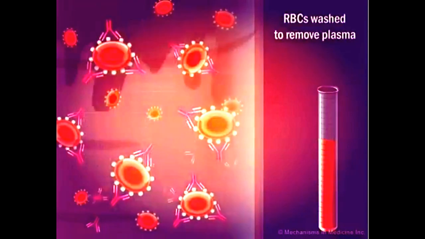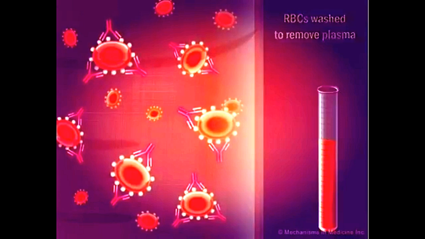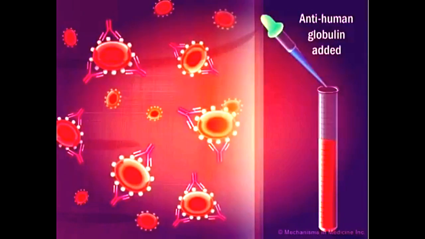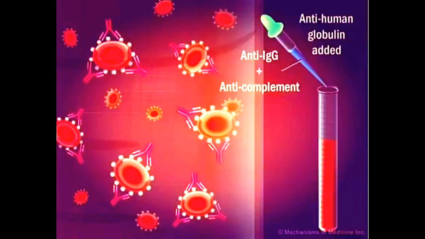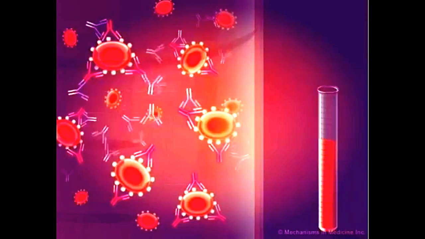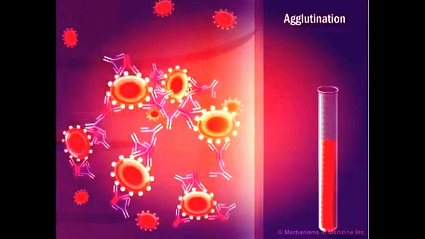The blood sample is washed to remove the patient's plasma, while leaving the red blood cells intact with their attached antibodies. These red blood cells are incubated with anti-human globulin containing both anti-IgG and anti-complement. The anti-human globulin binds to the patient's antibody, coating the red blood cells, resulting in agglutination.